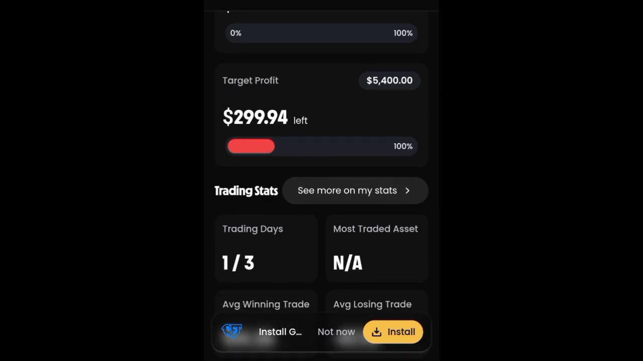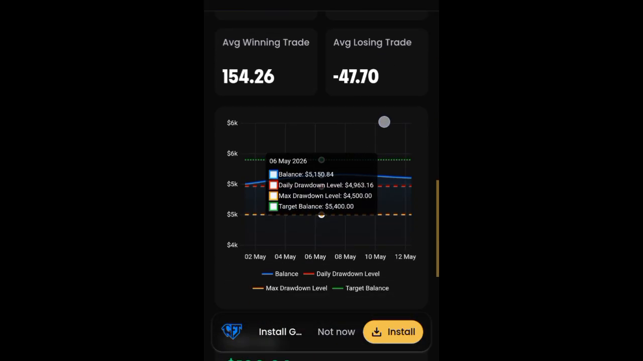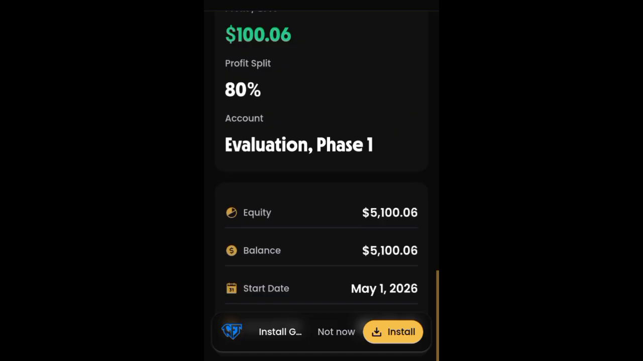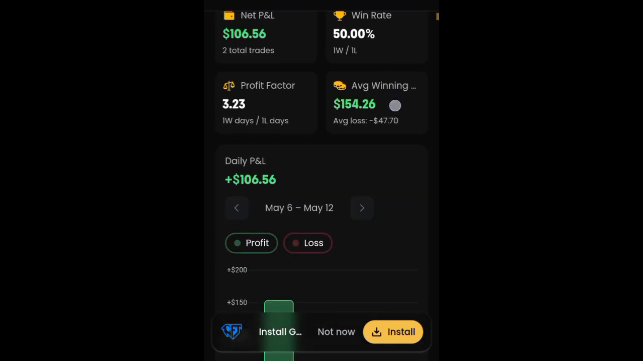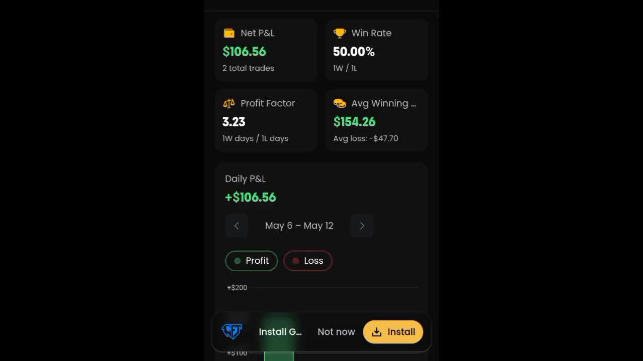As you can see, it's remaining about $300 for me to pass the challenge because I'm up 2%. So let's go into the deeper stats, see more stats, and let me show you. My net P&L is 106, which is 2%. Win rate is 50% because I only took two trades. One was a win and one was a loss.